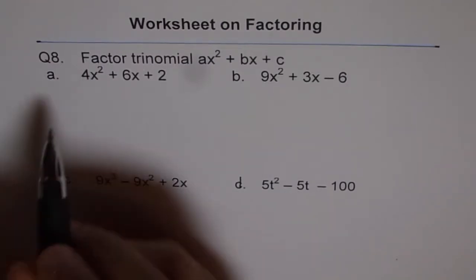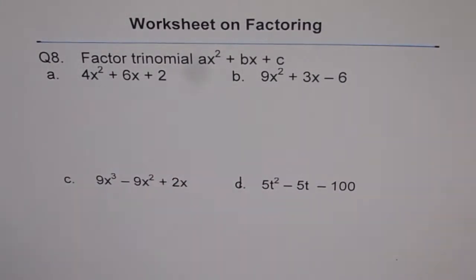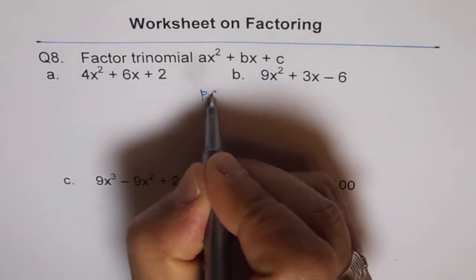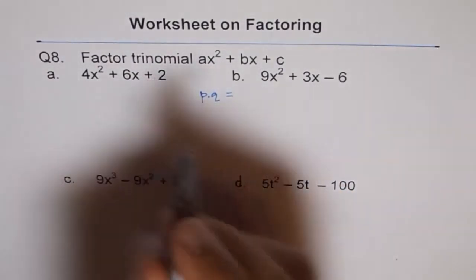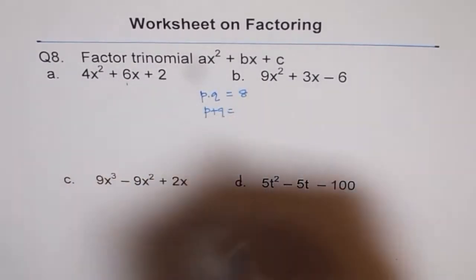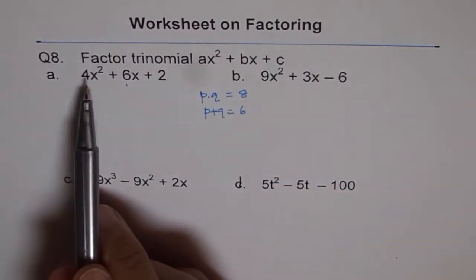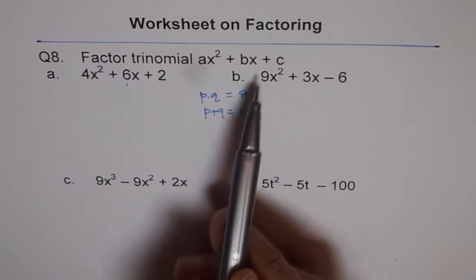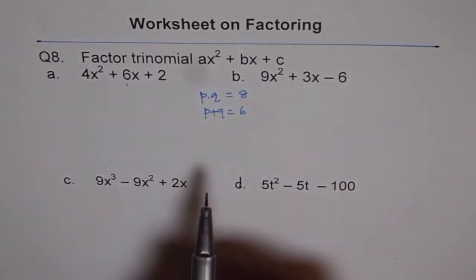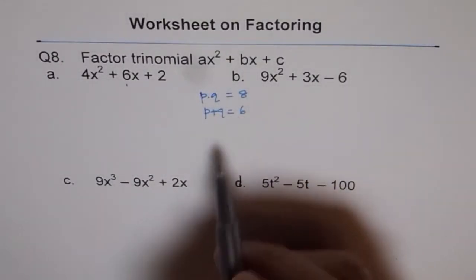So let's do this one. 4x squared plus 6x plus 2. So when you are solving these kinds of problems, you are basically looking for 2 numbers. Let's say the 2 numbers are p and q, whose product is 4 times 2, 8. And the sum of these 2 numbers should be 6. So the product of coefficients a and c, and the sum should be equal to b, right? The coefficient of x. Now, which 2 numbers can give you 8 when multiplied? And this sum should be 6.